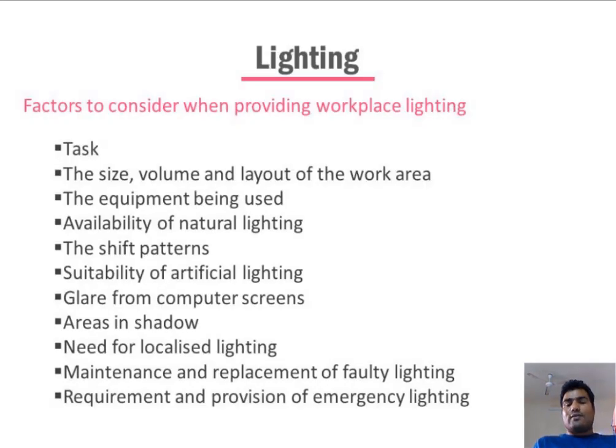Second one is lighting. Lighting is required according to law. If you are working in India, according to the Factories Act 1948, lighting is required at the workplace. What factors will you consider while providing workplace lighting? First, the task. If fine work is involved, more lighting is required. If it is not fine work, less lighting is required. So according to the task, lighting is required.